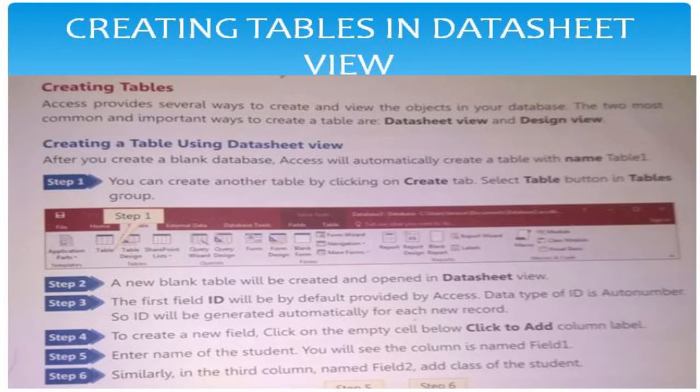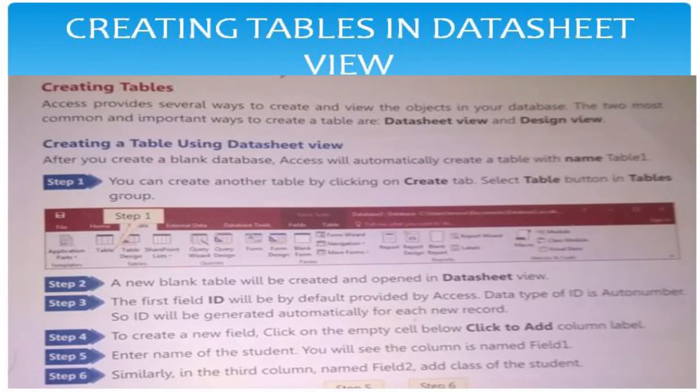ID. By default, ID will be the first field, and click here to add. You can see here. Now I am going to write here, suppose, name of student. Or else, instead of name of student, I am writing here Abhay, and click on the Tab key on the keyboard. See, now it becomes Field 1 and automatically the second one is Field 2. Now this is Table 1.